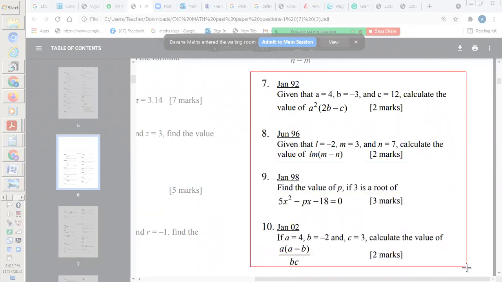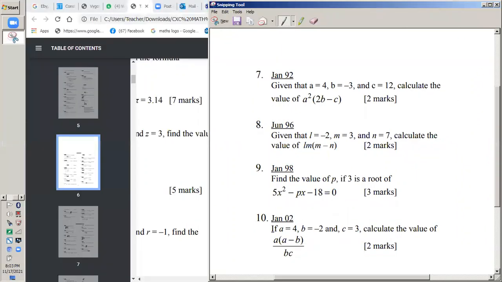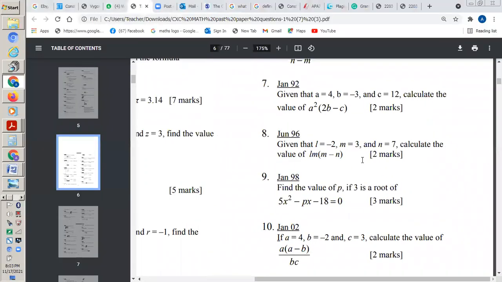And 10. Don't do 9 here. I just realized something. Don't do 9. Do 7. Yes, sir, I did all except 9. Yes, because I realized the root thing there. So you know. All right.